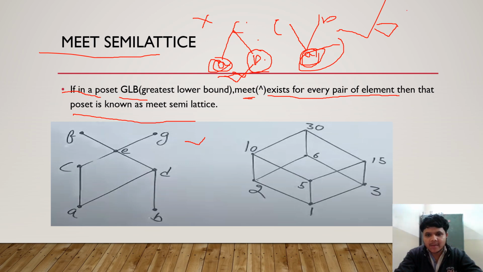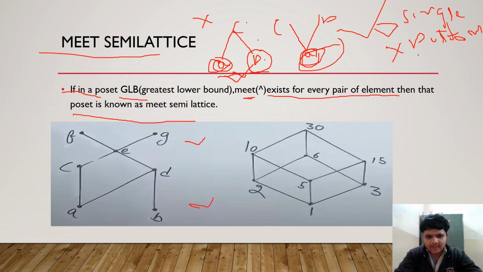So what we have to remember? Single bottom. So if a single bottom is not there, then we can directly say that the given figure is not a meet semilattice. And if a single bottom is there, then we will consider it for checking whether the figure is a meet semilattice or not.